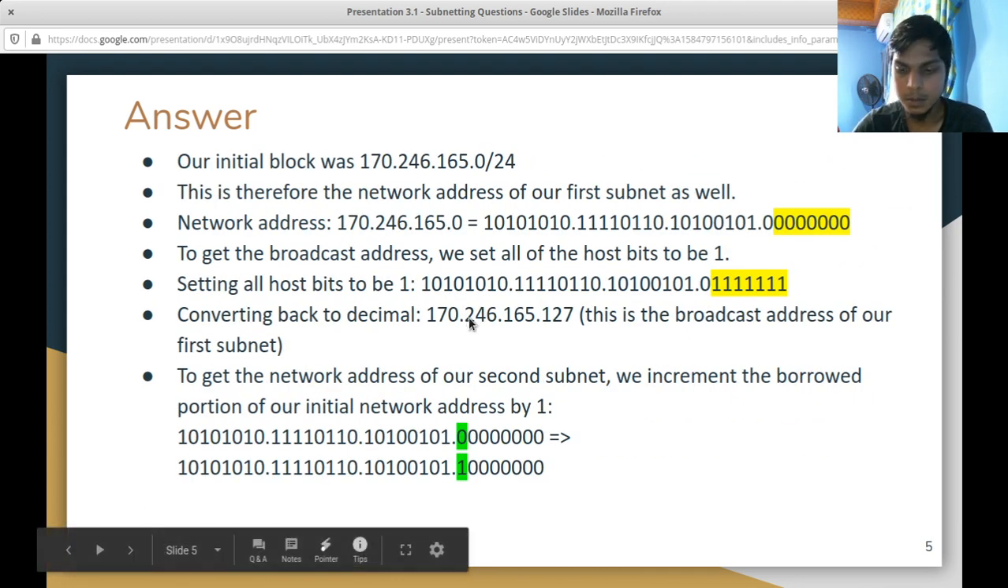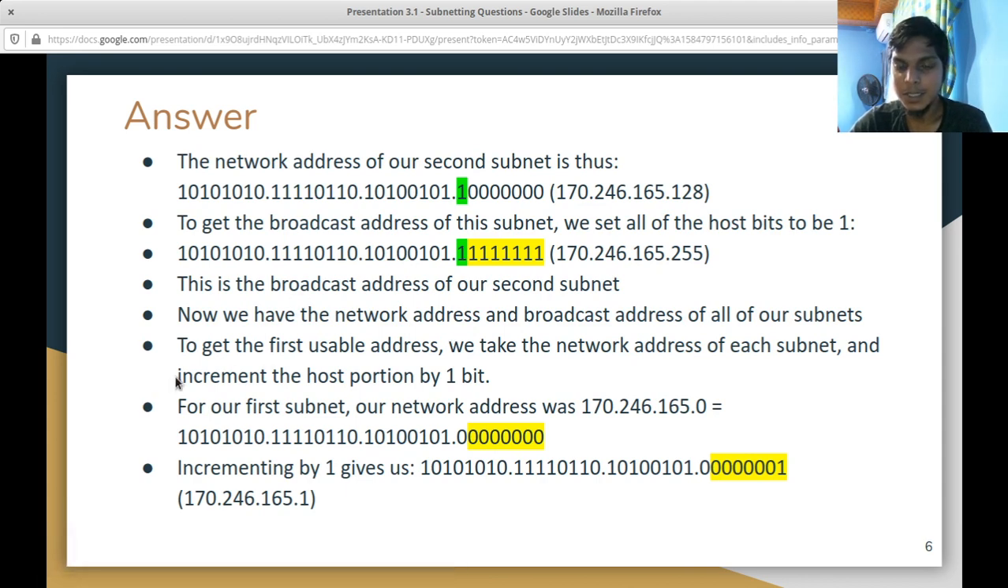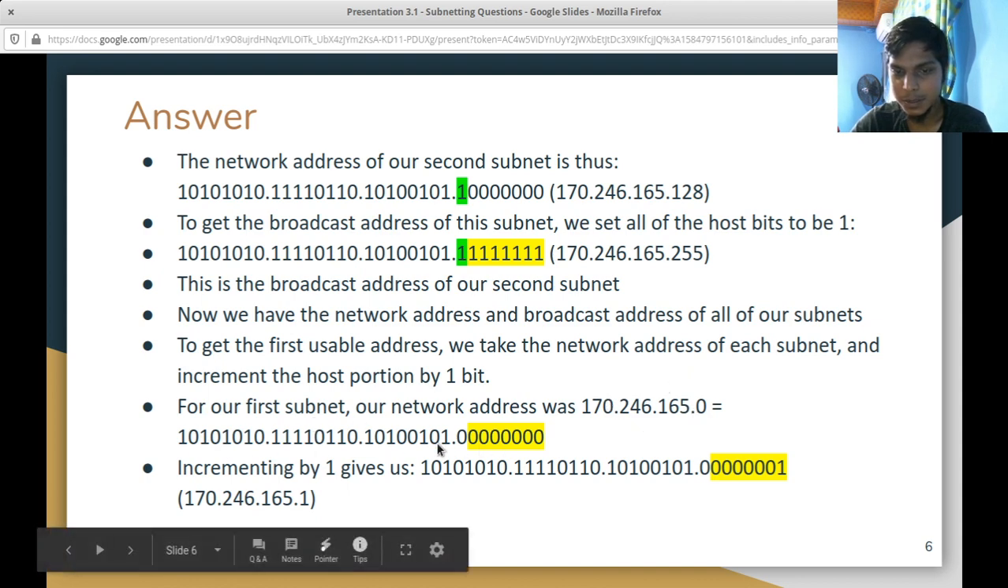Now we need to get the first usable and the last usable address of each subnet. So to get the first usable address, we take the network address of each subnet and increment the host portion by 1 bit. So remember, we had the network address already. For our first subnet, our network address was this thing, and converted into binary was this thing. Incrementing the host portion by 1 bit gives us this thing.